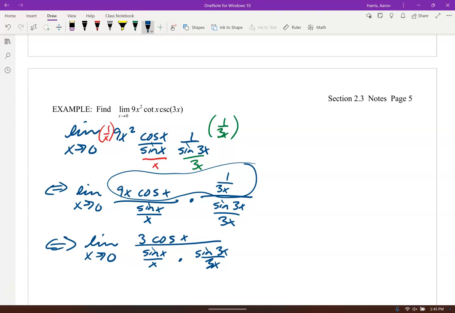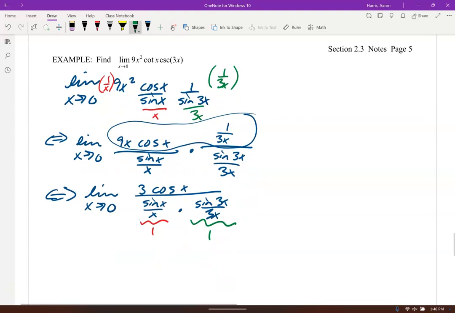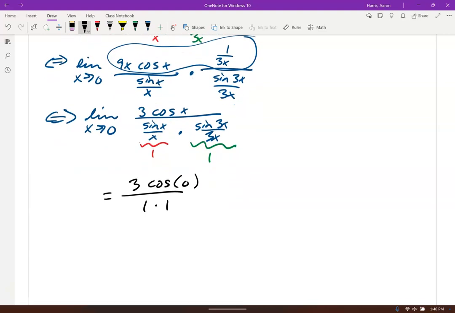And then I say, oh, well, limit as x goes to 0, sine x over x. So this part right here is 1. This part right here is 1. And then 3 cosine of x. What about the numerator? Well, if I throw 0 in, there's a trig function, so I can throw 0 in. What's cosine of 0? Cosine of 0 is 1. So we got 3 times 1 all over 1, which is 3.